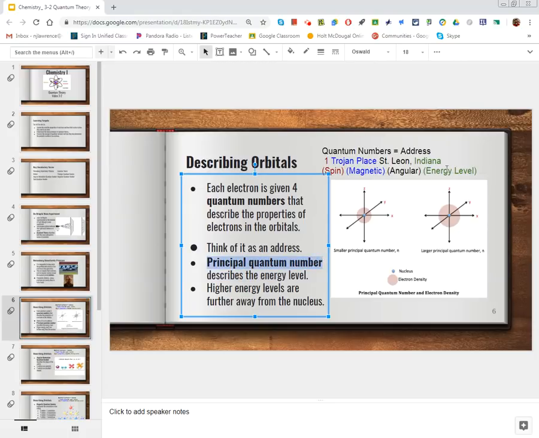The principal quantum number is in green in the top right of your screen, and that's just the energy level. It's like the overarching area, the overarching energy level where an electron might be found. So I kind of equate it to the state of Indiana, the general region or area. And again, the higher the energy level, the further away from the nucleus we are moving. So energy level 1 would be the energy level closest to the nucleus. And as we move further away, we would get up to energy level 7 and even as high as you want to go, to infinite numbers.